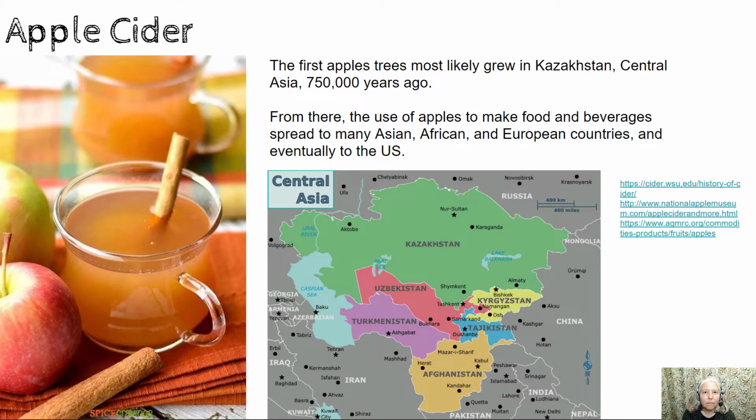Apple cider. The first apple trees most likely grew in Kazakhstan in Central Asia over 750,000 years ago. From there, the use of apples to make food and beverages spread to many Asian, African, and European countries and eventually to the United States.